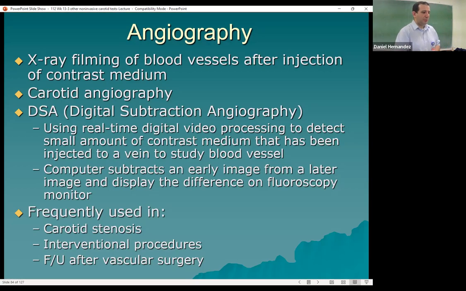This is frequently used when we want to assess carotid stenosis, and for interventional procedures, when we want to do stents, angioplasty, endarterectomy, well, not endarterectomy, we use ultrasound for that. Stents, balloon angioplasty, potential bypass, looking at fistulas. If they want to do embolization of vessels, to stop bleeding in the vessels, they would do this. Also atherectomy, potential thrombectomies.